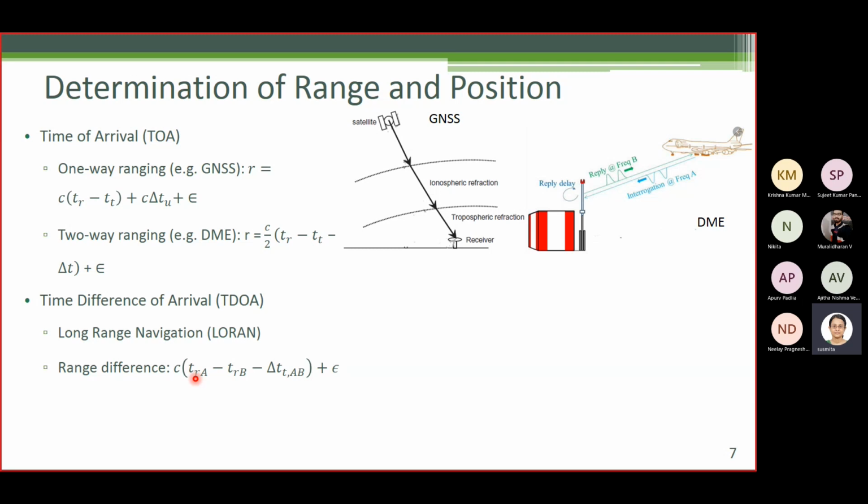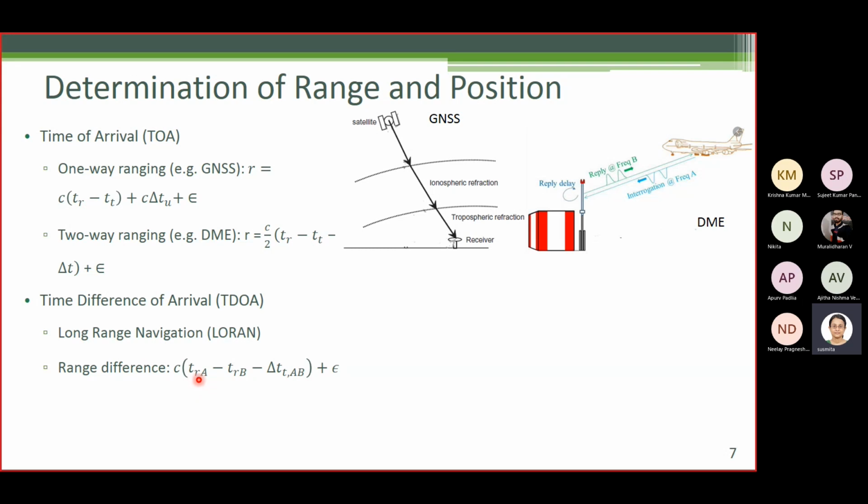Now, in the conventional design, the time of transmission of the signal is not known. At what time the signal started from the transmitter is not known to the user. To determine the range, we need both the times, right? Time of reception as well as time of transmission. But in this case, the time of transmission is not known. So we cannot form the range measurement like here. We need to do something different.